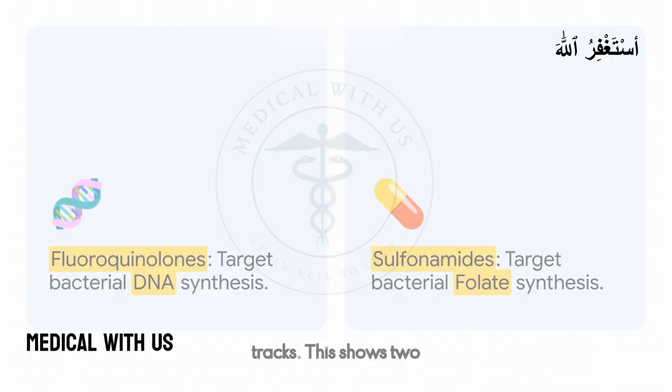This shows two totally different tactical approaches. Fluoroquinolones, they go right for the command center. They disrupt the synthesis of DNA, which is the bacteria's genetic blueprint. But sulfonamides, on the other hand, they cut off the raw materials by blocking the production of folate, which is a vital nutrient. So two different targets, but the exact same goal in the end.